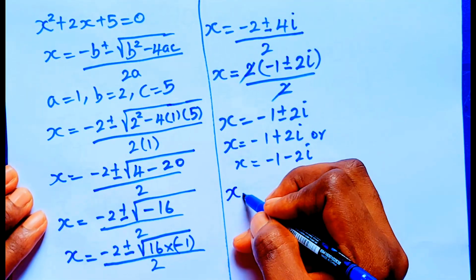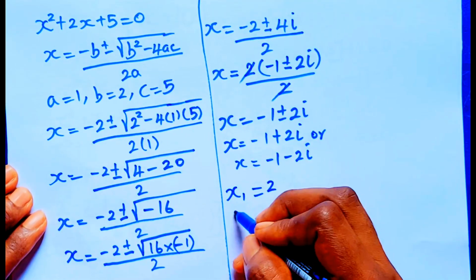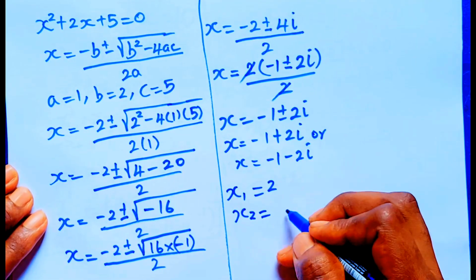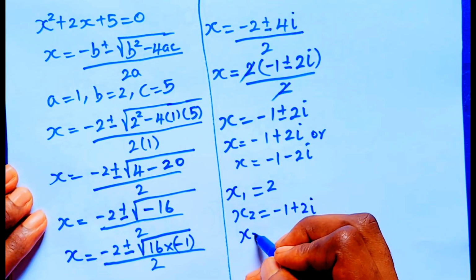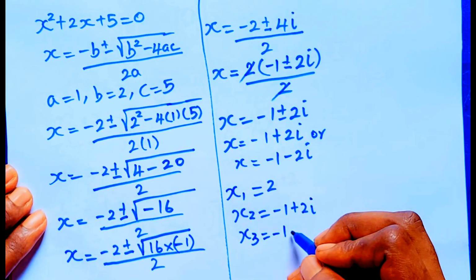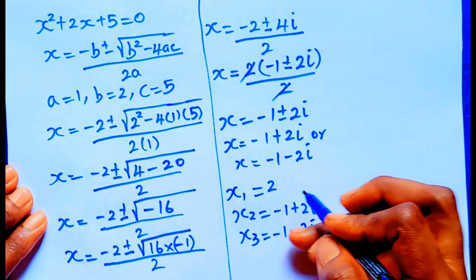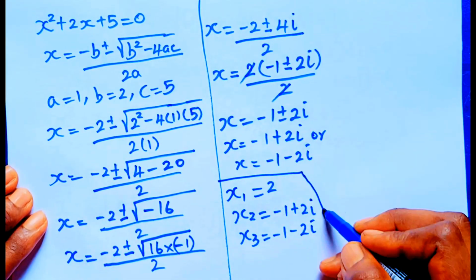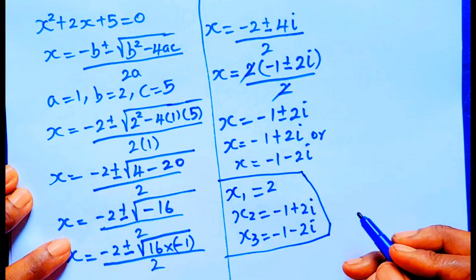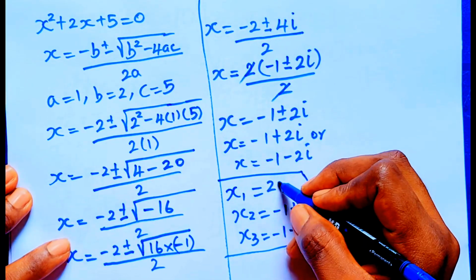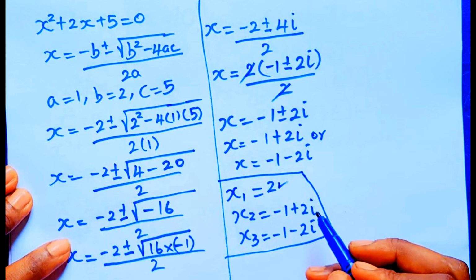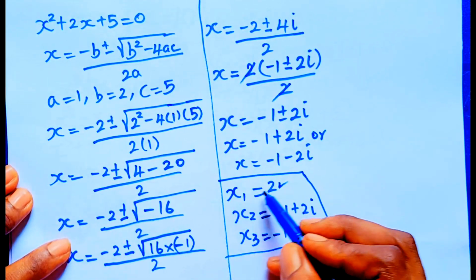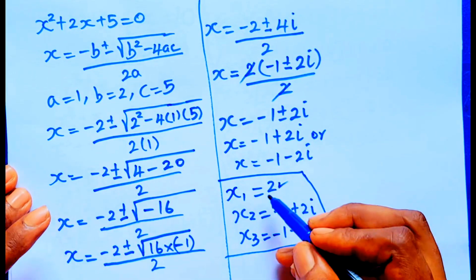Okay, now we have gotten the three values of x. The first value, which is x1, equals 2. The x2 equals minus 1 plus 2i, and x3 equals minus 1 minus 2i. And these are all the three values of x that we are expected to find. But note that the only real value here is x being 2. Okay, all these other ones are not real values. So the only one that we know as the real value is x being 2.